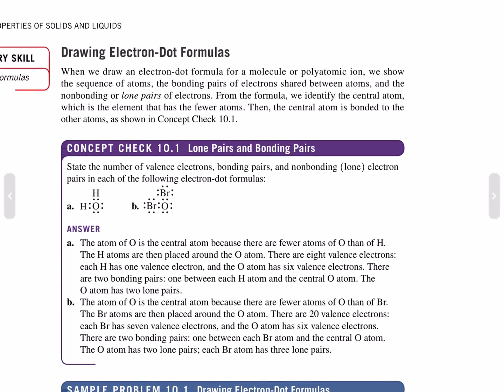Drawing electron dot formulas. When we draw an electron dot formula for a molecule or a polyatomic ion, we show the sequence of atoms, the bonding pairs of electrons shared between atoms, and the non-bonding or lone pairs of electrons. From the formula, we identify the central atom, which is the element that has fewer atoms. Then the central atom is bonded with the other atoms, as shown in Concept Checks 10.1.